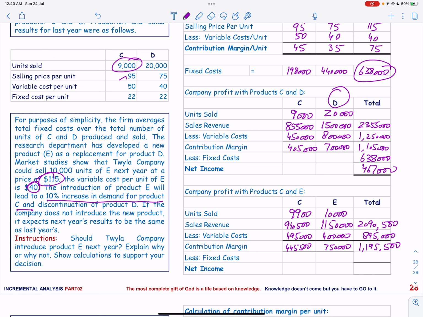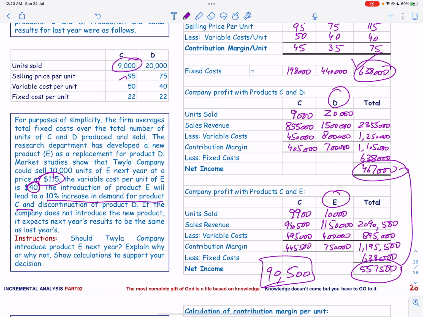1,195,500. And from this we will subtract the fixed cost, that is 638,000. So that makes 557,500. So yes, the company should introduce product E as the net profit now is 557,500, before it was 467,000. So the net profit will be 90,500 more.